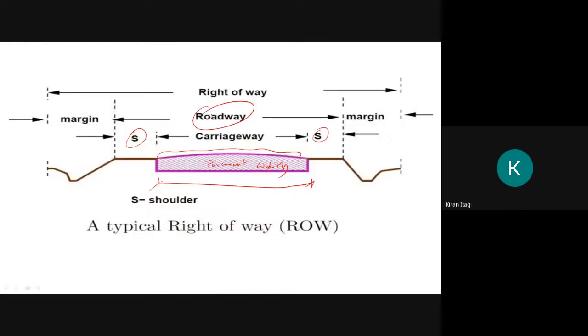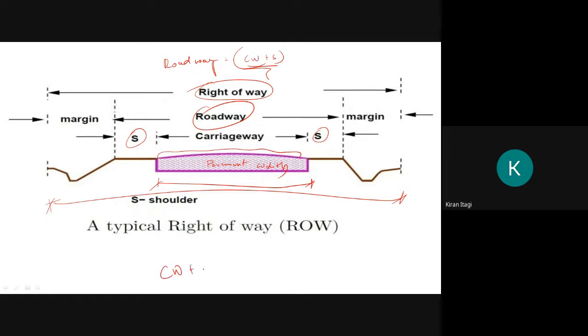So what do you mean by roadway? Roadway is equal to nothing but the carriageway plus shoulders. Okay, keep it in mind. Then right of way means the total length of the road. The total available length of the road, which includes the carriageway, shoulders, side slope, plus road margin. This is nothing but the right of way.